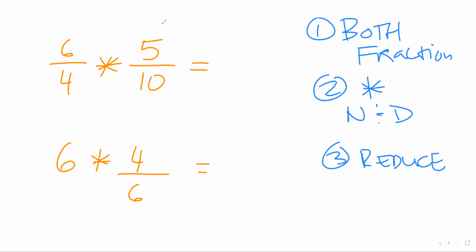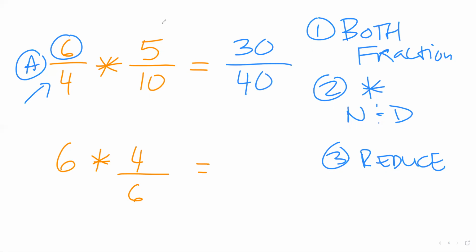If we follow these steps, let's look at our first problem. They are both fractions. So I am going to go ahead and multiply, even though this is top heavy, I just realized, but it doesn't matter, it's still a fraction. Let's multiply across the top. That gets me 30. And let's multiply across the bottom. That gets me 40. And I have 30/40, which I can reduce. I can divide both of these by 10, leaving me with 3/4.